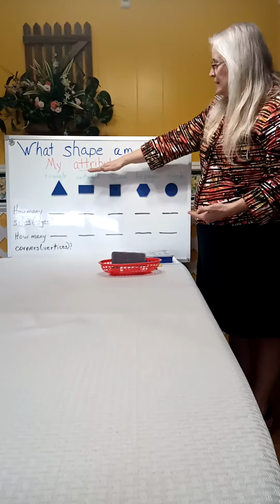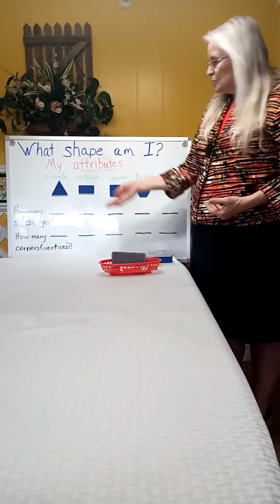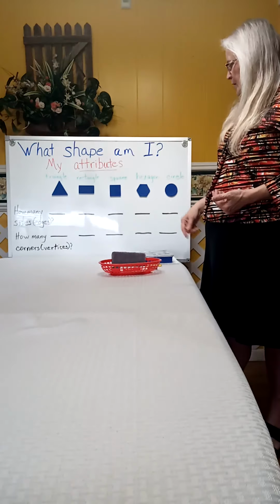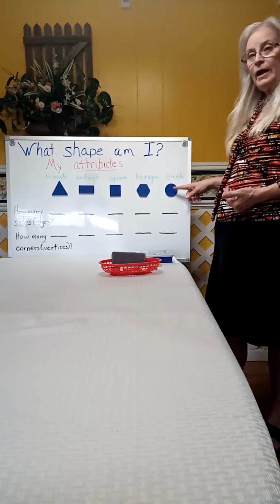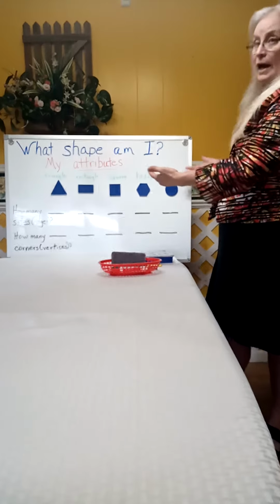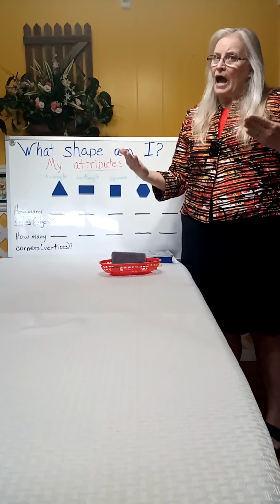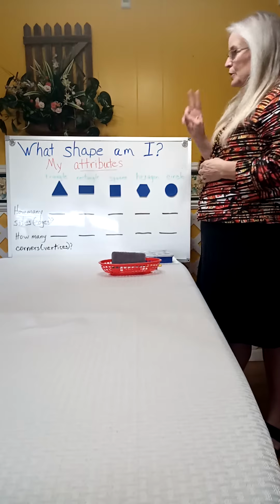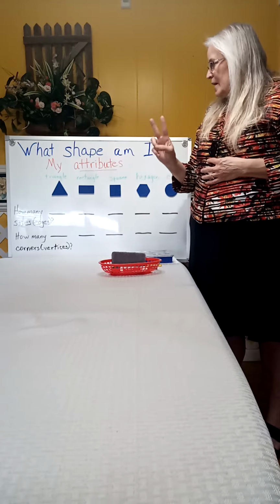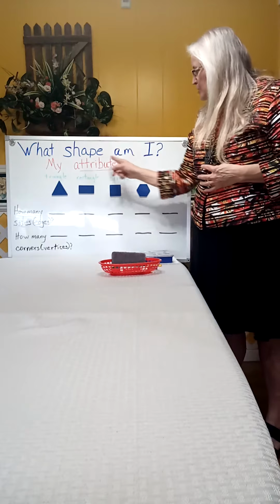We're going to find the attributes of our shapes. We know the name of our shapes. We have a triangle, a rectangle, a square, a hexagon, and a circle. But they're very different. We can look at that and see they are different. But we want to be able to say how they're different. And we're going to use two things today to classify them and talk about the two attributes.